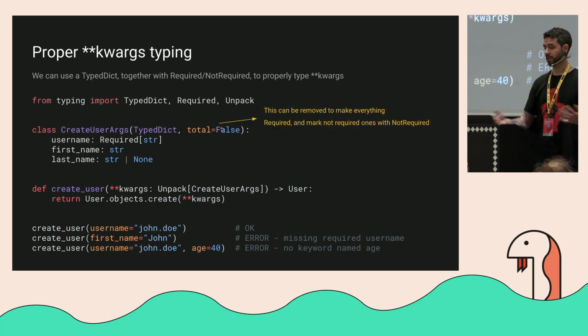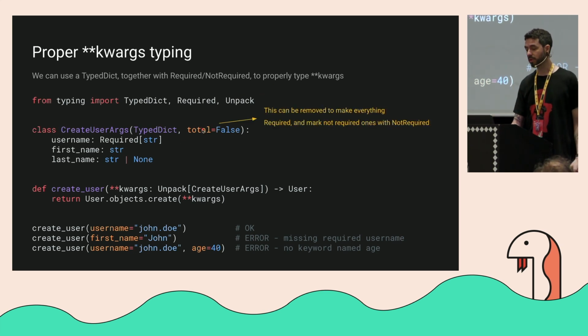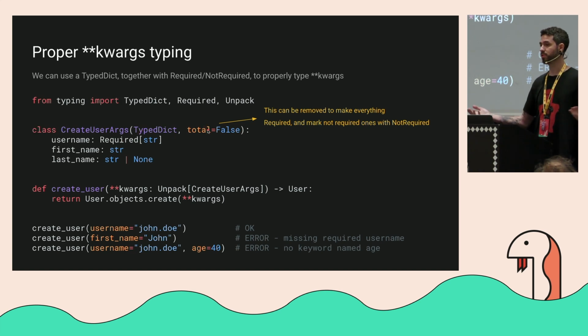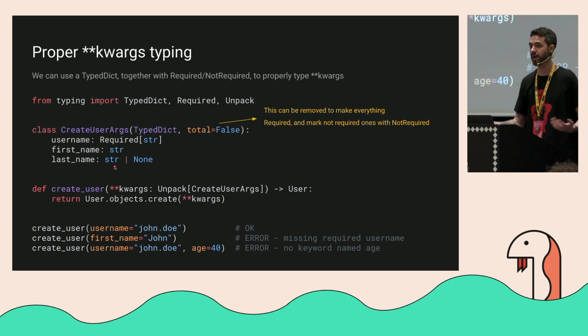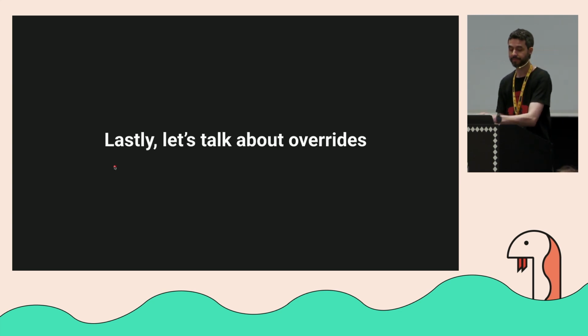Of course, in this example, I was using total false, which means you don't need to pass everything. Everything by default is not required unless you say that it's required. But you can remove this, which would make everything required, and you can do it the other way around and use NotRequired for the stuff that is not required.